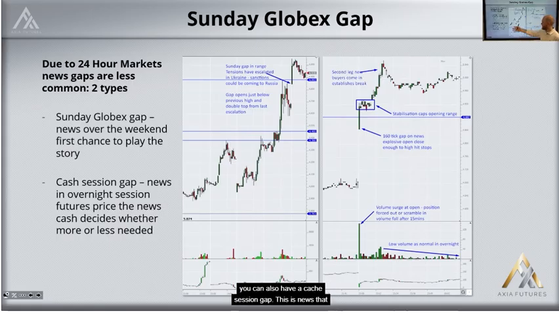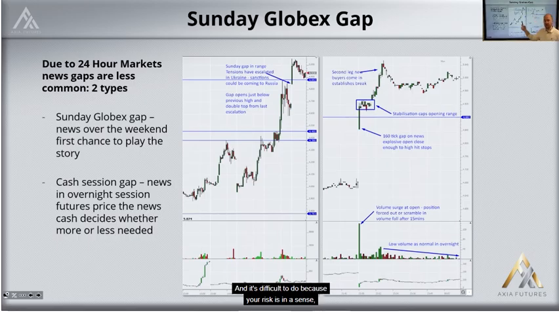You can also have a cash session gap. This is news that comes in on the overnight session, moves the cash session to create a gap from the previous, and then the reaction to that. When the underlying assets start to trade, they're going to be opening with a gap, and so people react to that, which is what creates a similar type movement. So when it is a news related move, the assumption is straight away that we are going to keep on going. And so this is a situation where the strategy comes down to execution straight on the open.